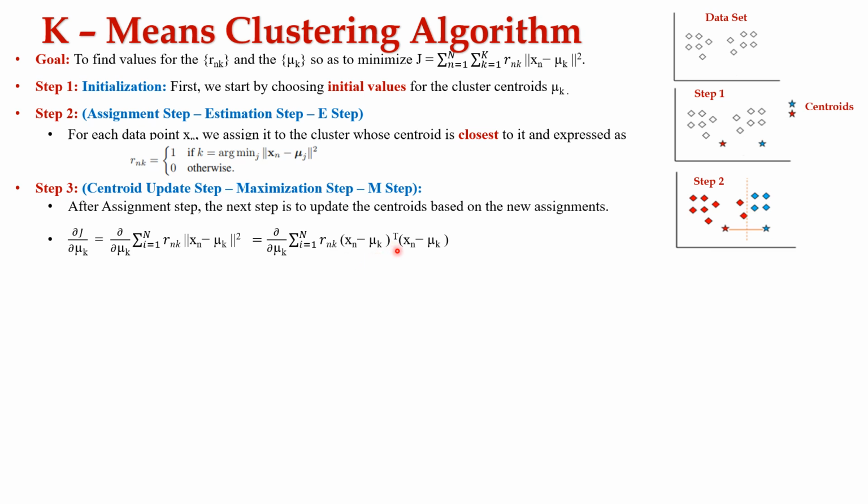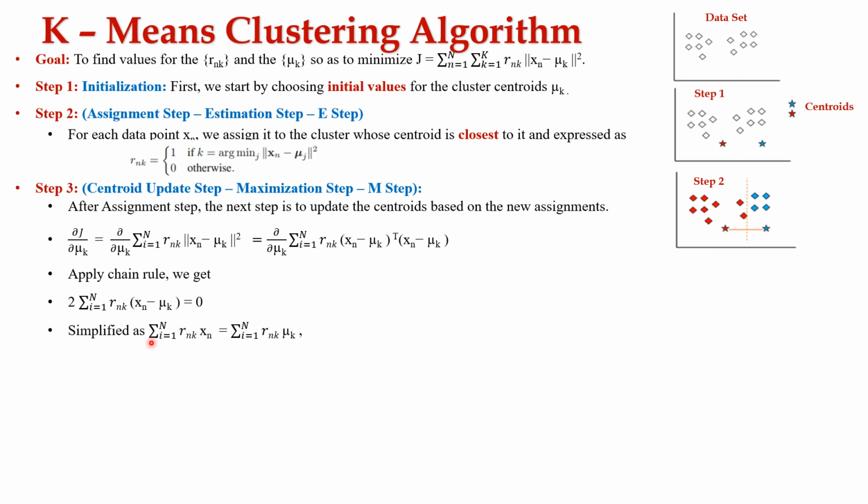Here, the transpose is used to ensure the correct matrix multiplication between the two vectors. (xn minus mu k) transpose is the corresponding row vector and (xn minus mu k) is the column vector. Next, we need to apply the chain rule and we get 2 summation of i equals 1 to n r nk (xn minus mu k) equals 0. It is equated to 0 in order to get the minimized J value.